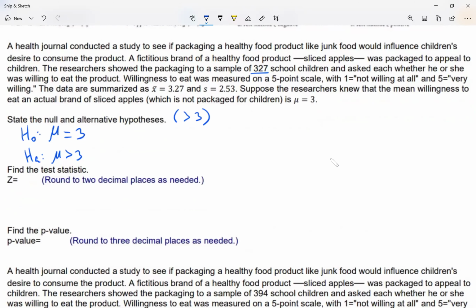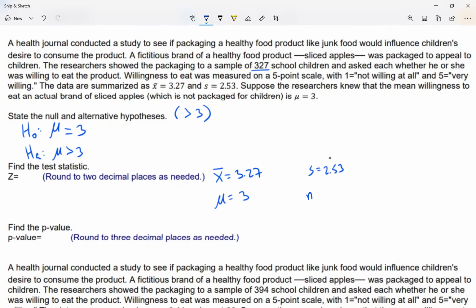So I know the average of the sample is 3.27. And I know the average, the mu so far has been 3. I also know my standard deviation, in this case I use S because it's the standard deviation of a sample, is 2.53. And I know the N, the people that I asked, is 327.